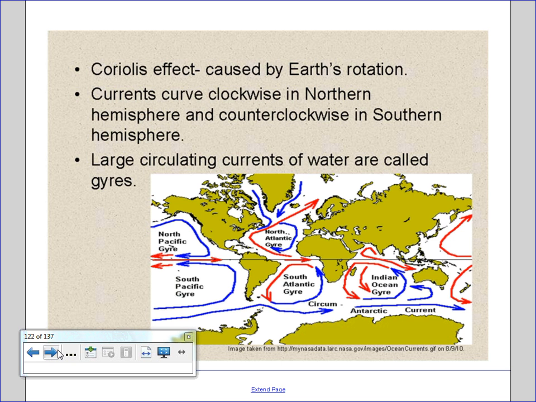So again, it's the Coriolis effect that causes these clockwise and counterclockwise currents, and these large currents that circulate are called gyres. And you can see on the map the North Atlantic gyre and the South Atlantic. You can see that they're going different ways, clockwise, counterclockwise.